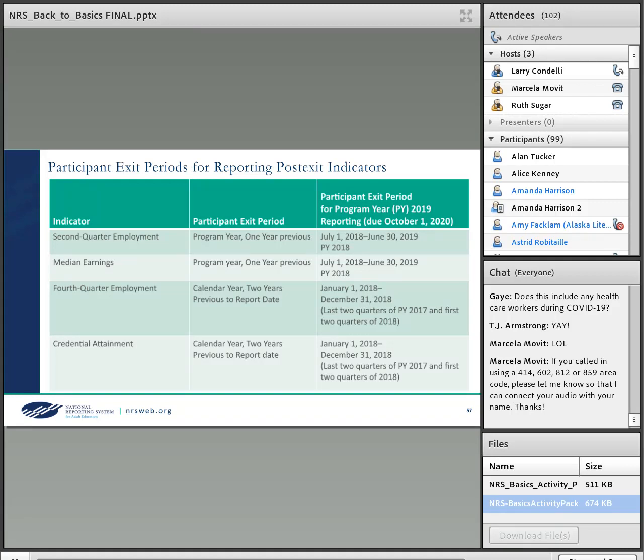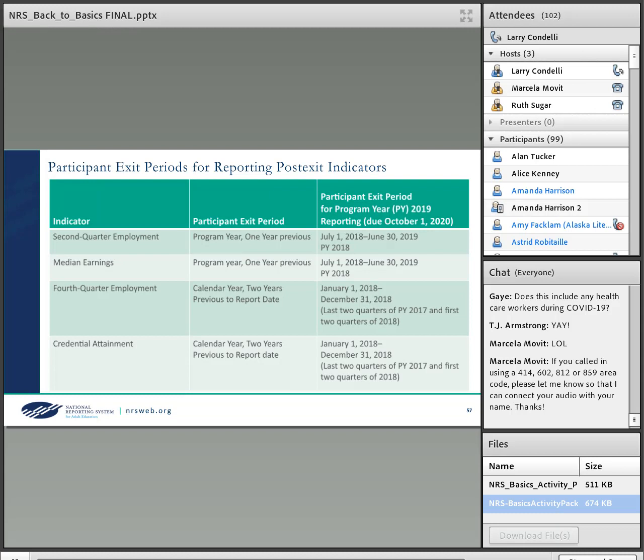So I know this is confusing, so maybe it's best shown by this chart. If you need to explain this, or you want to understand it yourself, or explain it to people learning the NRS, this is, I think, a useful chart that I made for this particular reporting period for your data that's due on October 1 to OCTAE. For your second quarter and median earnings, you'll actually be reporting those for participants who exited in the previous program year, July 1, 2018 through June 30, 2019. So that's when those participants are reported on Table 5 for those indicators.